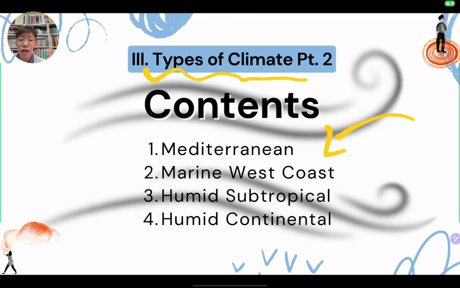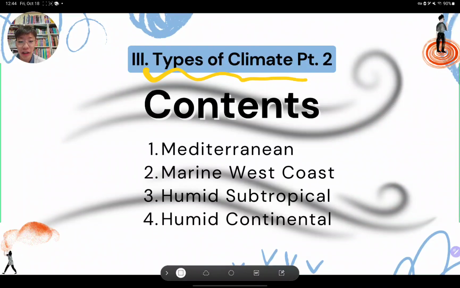I will start this off with 4 climates: the Mediterranean, the marine west coast, humid subtropical, and humid continental.